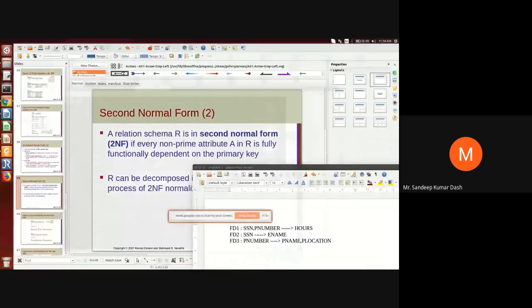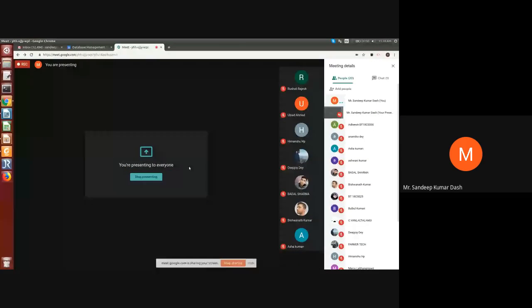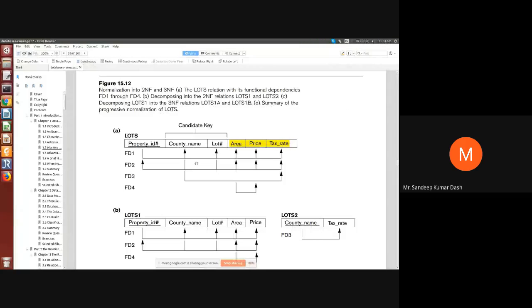Anyone? Is it difficult? Getting difficult? The normalization part is important, so we can spend more time on this if you are not getting it. But make sure you are getting it. You can't go away with normalization. You have to have a clear idea about normalization.